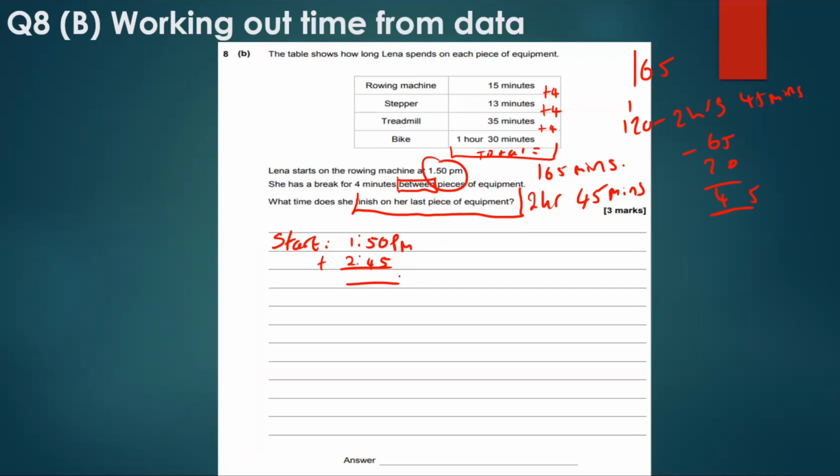So 5 plus 0 is 5. 5 plus 4 is 9. 2 plus 1 is 3, 9, 5. Now we can't have 395s. We know that's 3, and then obviously that's 60. So that takes it. So what's that?